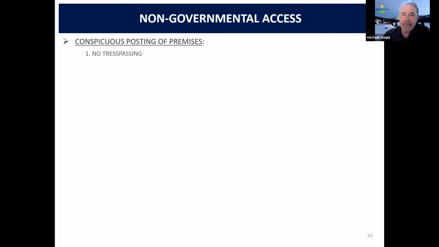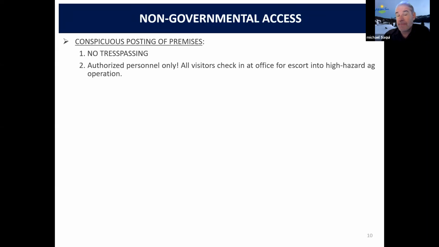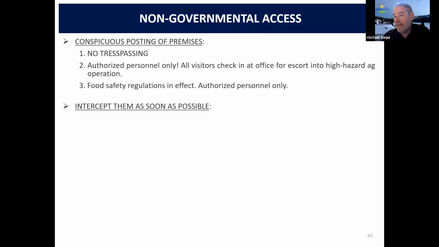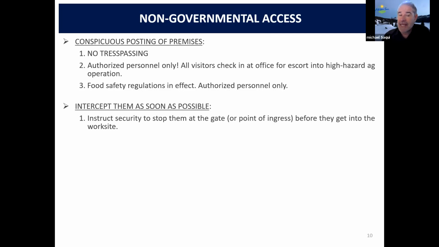All right. So dealing with strangers and visitors, first of all, conspicuously post your land and your production areas. No trespassing. Authorized personnel only. All visitors check in at the office for an escort. Food safety regulations in effect. Authorized personnel only. Intercept them. This is where we train our supervisors. Intercept them as soon as possible.